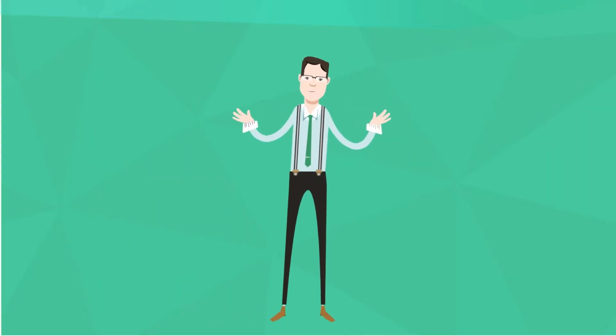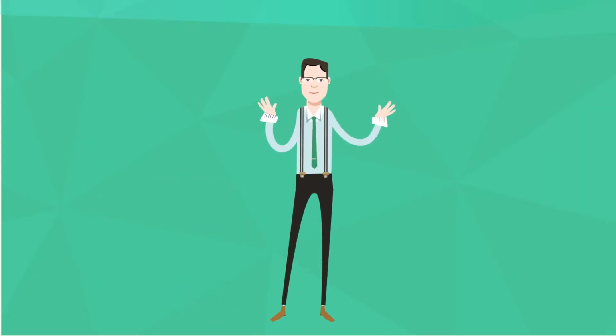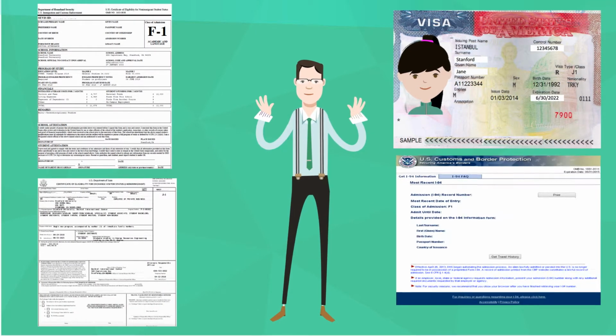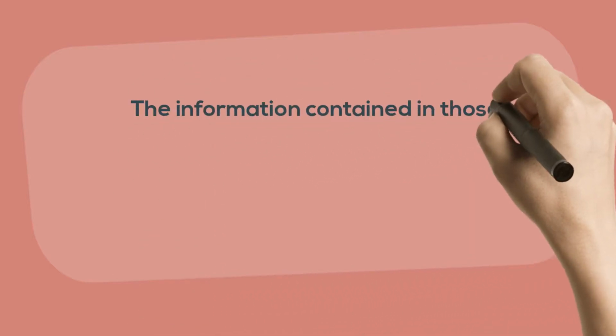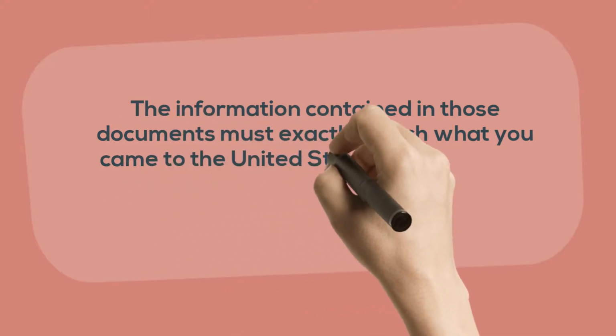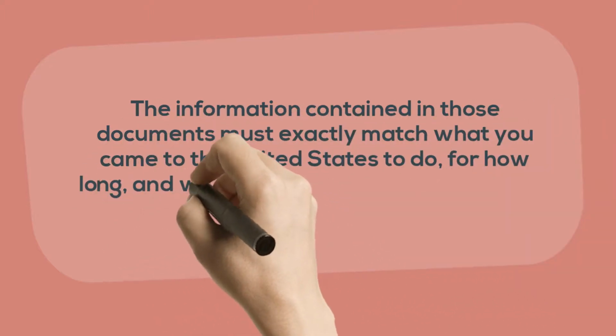Now, let's take a closer look at the information contained in your I-20, DS-2019, visa stamp, and I-94. The information contained in those documents must exactly match what you came to the United States to do, for how long, and what you are studying at Stanford. Let's begin our review by looking at the I-20.